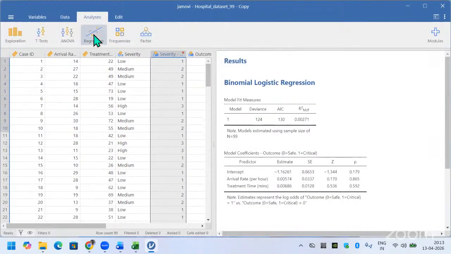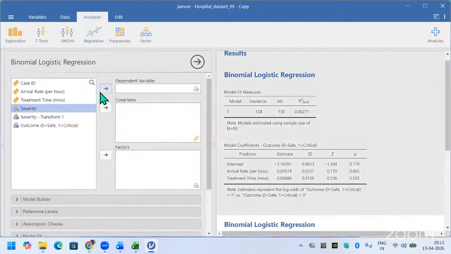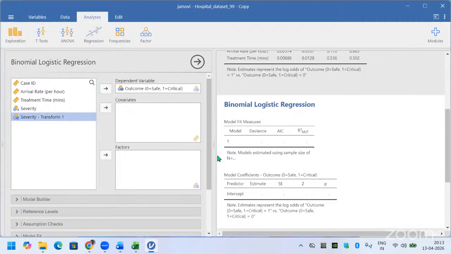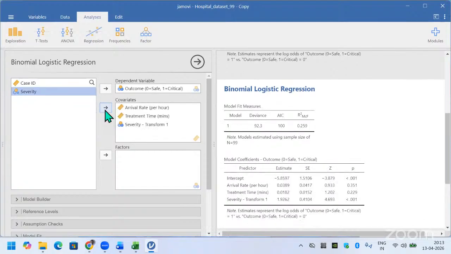And if I try to regress that, logistic regression, and the outcome I have taken here. So now my outcome is this, I already know that one, and arrival rate, treatment time and severity. I'm moving all three here. Now you can see all three have moved, and severity also has been taken, and it has shown a minus, so a value less than 0.001. Is that clear?